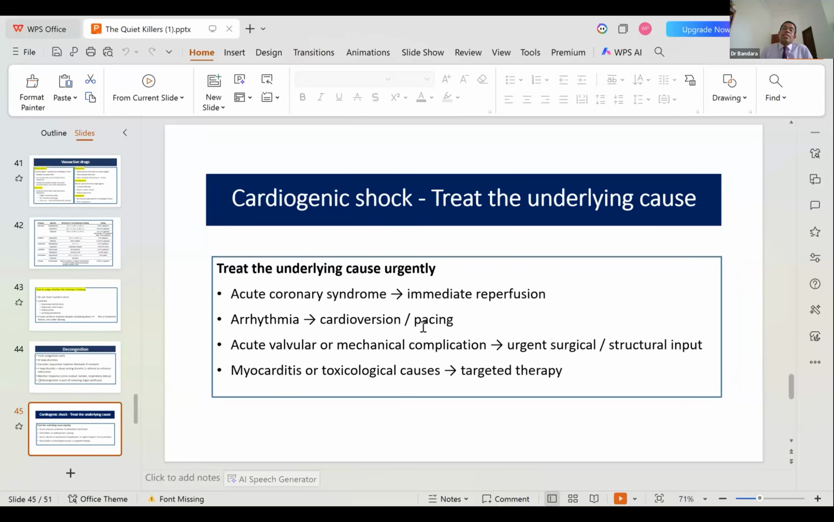Our patient's main underlying condition was acute coronary syndrome. While you improve the patient's hemodynamics, you definitely need to activate the reperfusion pathway as well. Ideally you go for urgent PCI, or you can activate thrombolysis. If the patient has an arrhythmia, you can cardiovert or pace. If the patient has a valvular issue, the patient might need urgent valvular repair. And if the patient has myocarditis or toxicity, you need to treat the target.